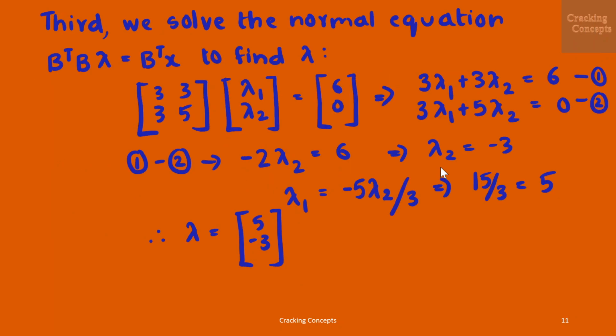Now we'll solve the normal equation, that is B transpose B lambda is equal to B transpose x. To find lambda, we know the values of B transpose B and B transpose x. On substituting and solving the equations, we get the value of lambda 1 as 5 and lambda 2 as minus 3. Combining them as a vector, we get the value of lambda.